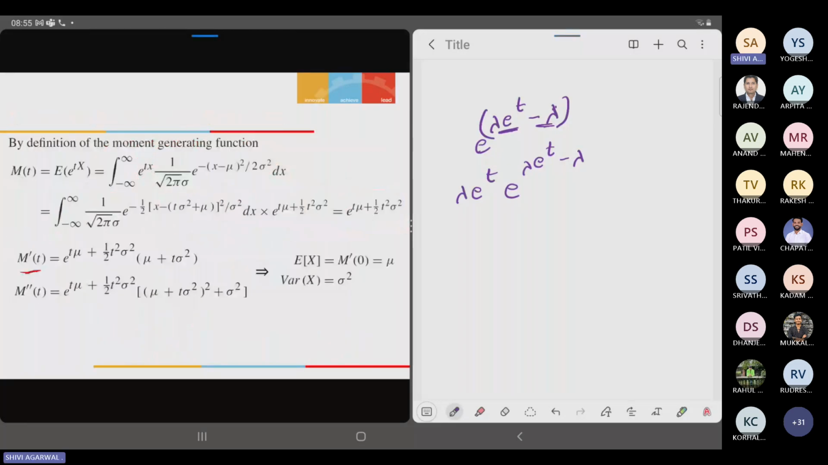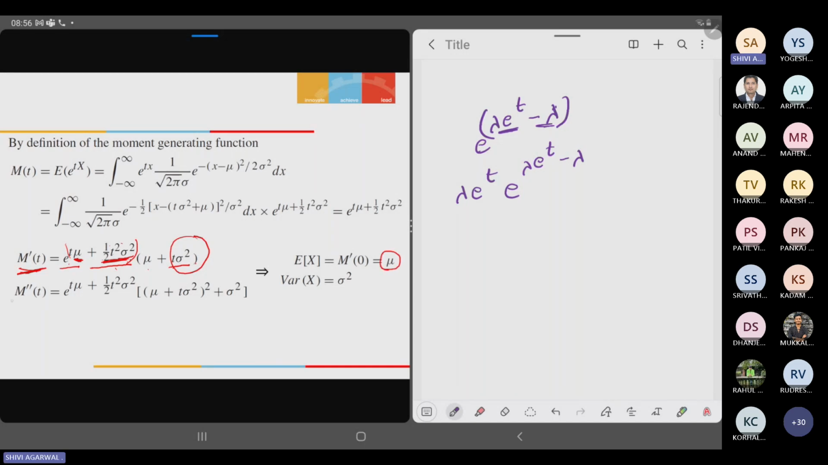Similarly, in this case, we differentiate with respect to t e to the power mu t plus half t square sigma square. This is the exponential term, and we take the derivative with respect to t. So the constant is mu, and here it is also t sigma square, because it is 2t, and the 2 cancels out to t sigma square. When we put t is equal to 0, this term becomes 0 and this term becomes 1. So the answer is mu here.